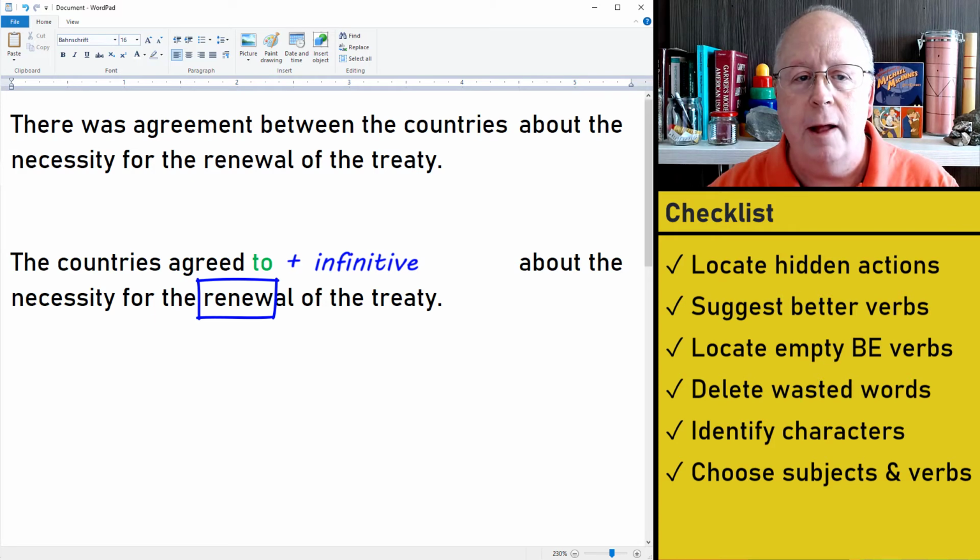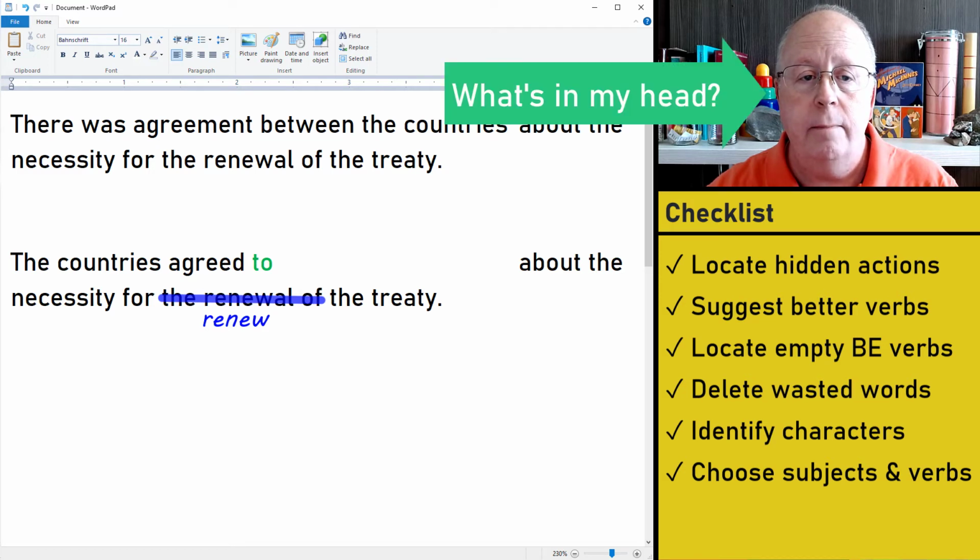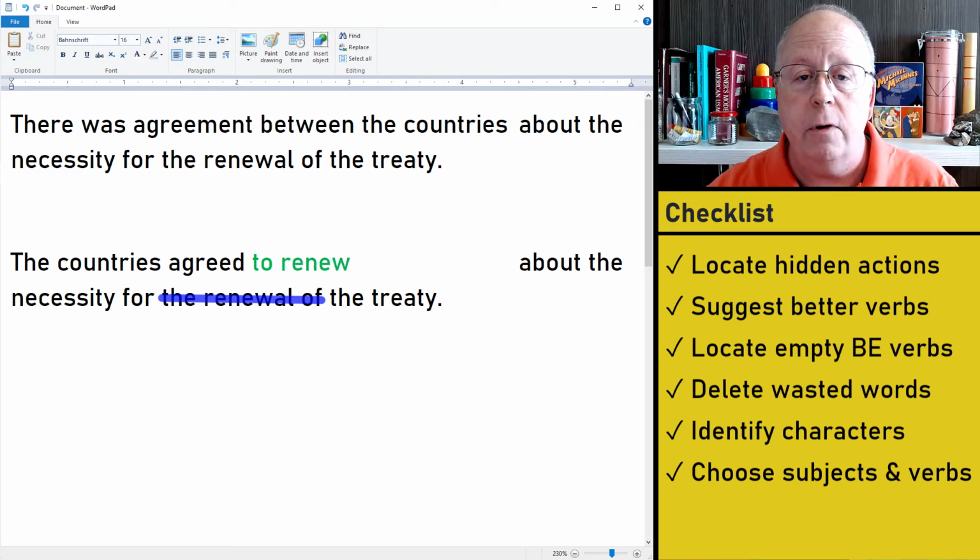Necessity is a special idea, and we'll deal with that in a moment. So I'll cross out this renewal stuff and make a note that I want to renew something. In real life, you'll make these changes so fast that you might not bother with notes. I'm giving you a visual representation of what's in my head. Now I'll transfer that verb to complete the infinitive that I started when I wrote the word to. A funny thing about language is that when you make one choice, it can only be followed by a limited number of other choices.